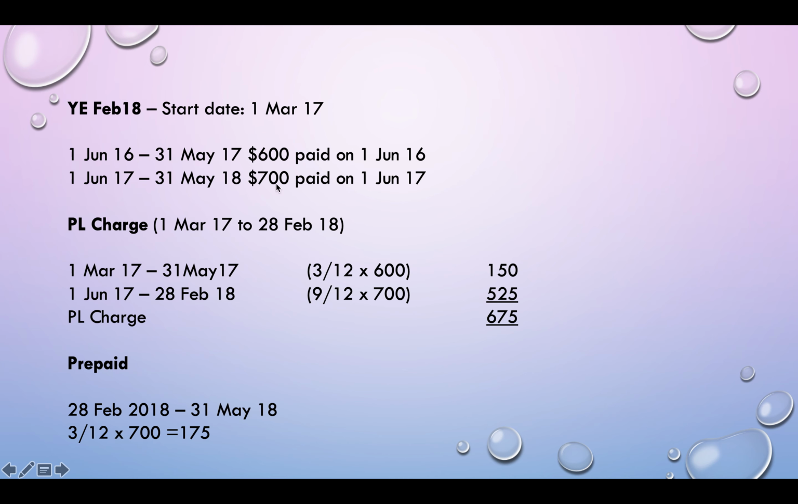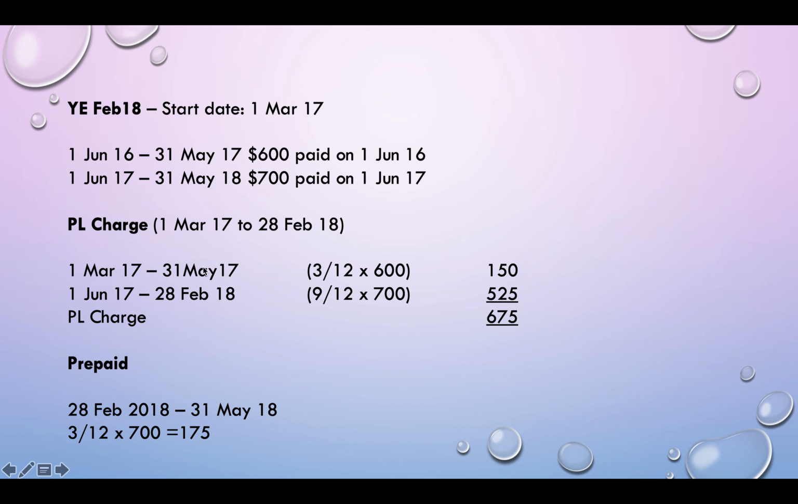The P&L charge is anything between the 1st of March 17 to the 28th February 18. Therefore, if you work in chronological order, you will start with the 1st of March 17 till the 31st of May 17, which was the last payment month for the first payment. Hence, this is worth 3 months. 3 over 12 times 600, you get 150.